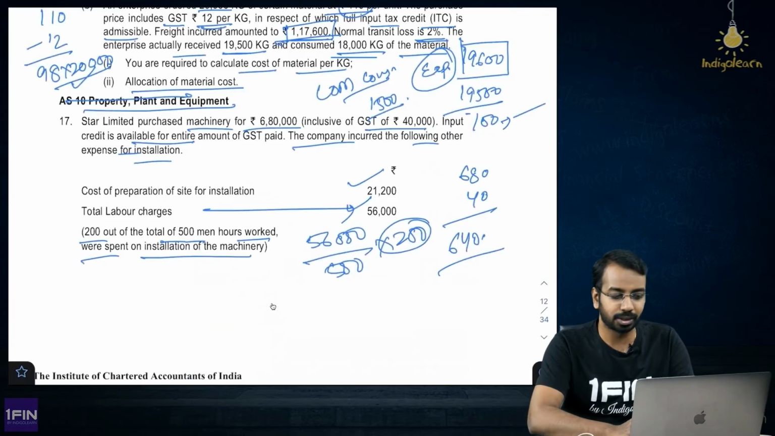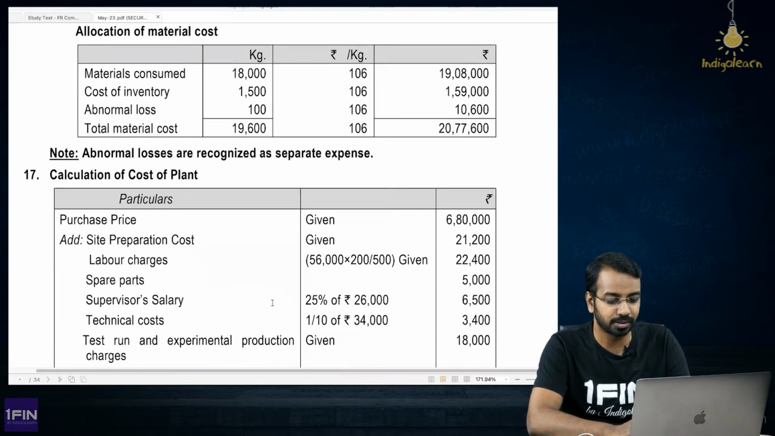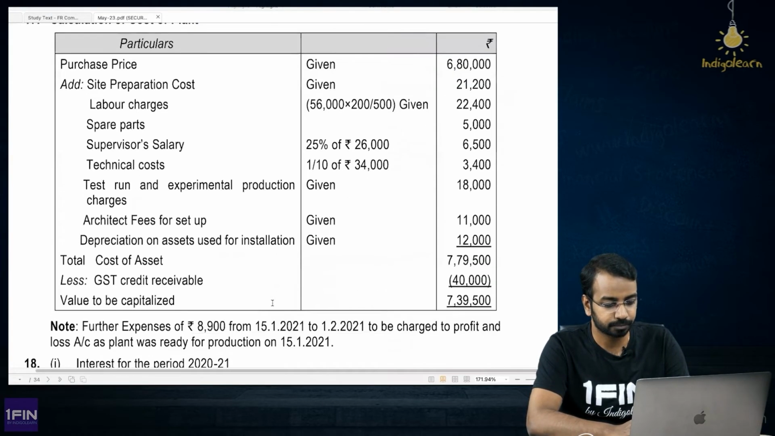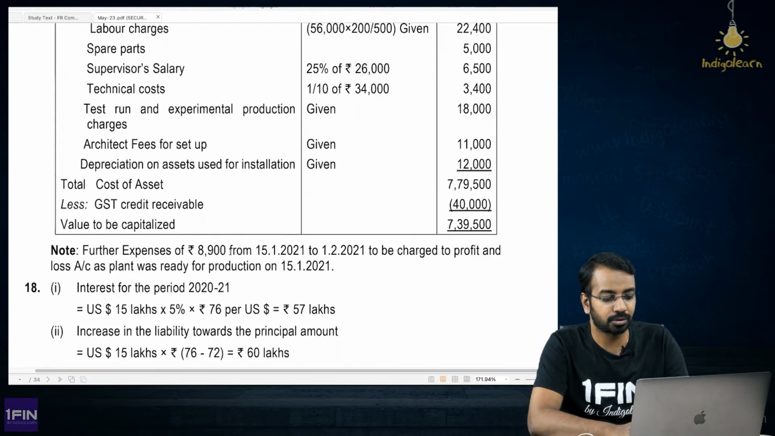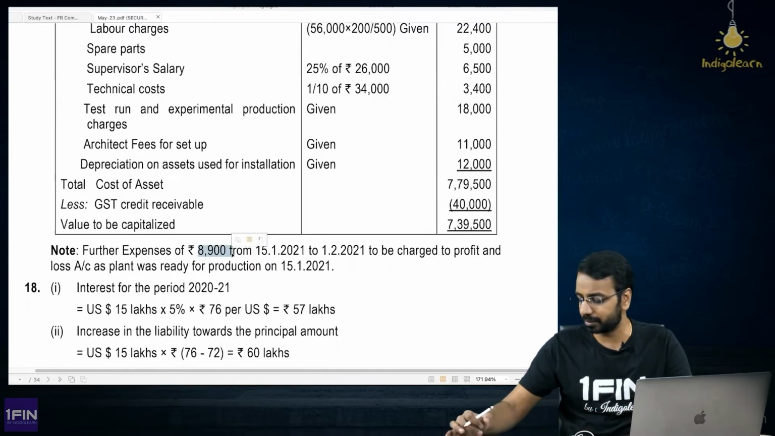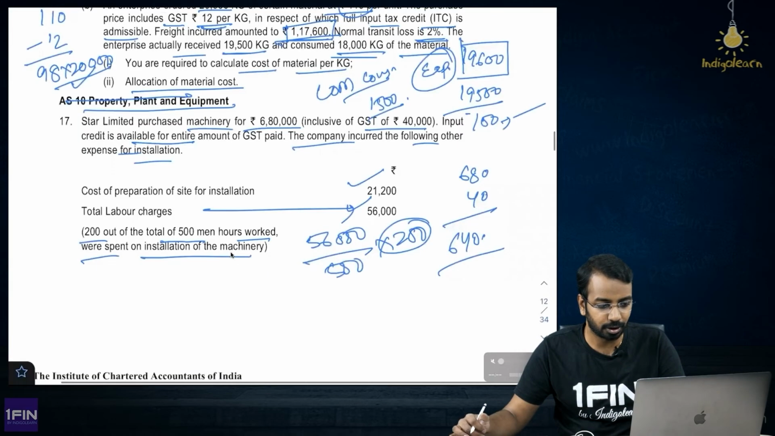Apart from that, you know that 8,900 will not be considered. So, purchase price you will take less GST credit 40,000. So, 680 minus 40,000. Then, site preparation you will take, labor charges you will take, spare parts you will take, supervisors, technical cost, test run, architect fees, depreciation, right. You will not include the cost of 8,900. Very, very simple. Then, moving on.